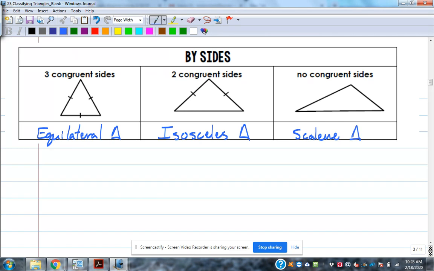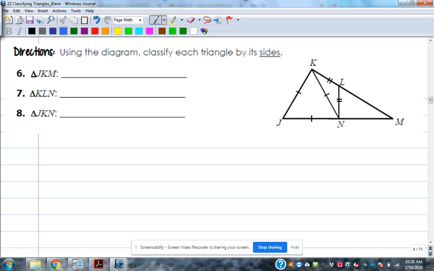All this stuff you guys have heard before. I think they do a lot of this in junior high math now, so a lot of the classifying is all done before. So looking at the diagram, JKM. That would be a scalene.